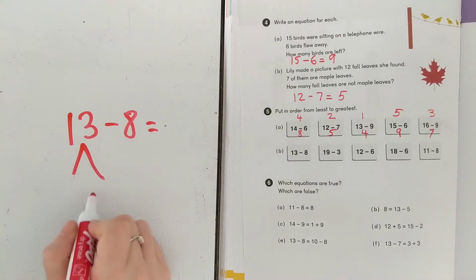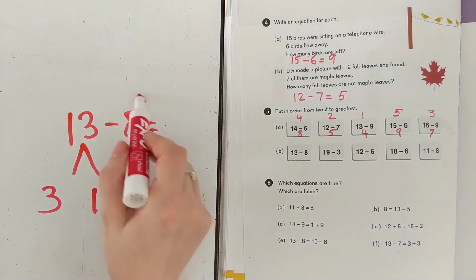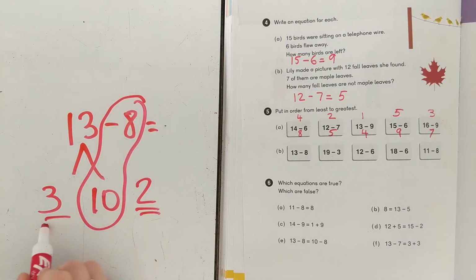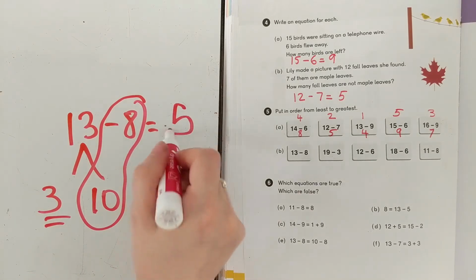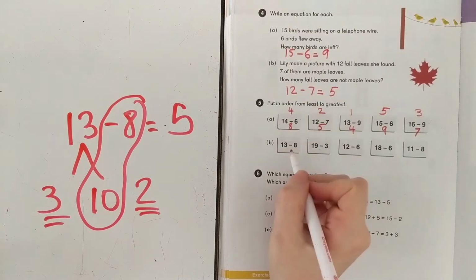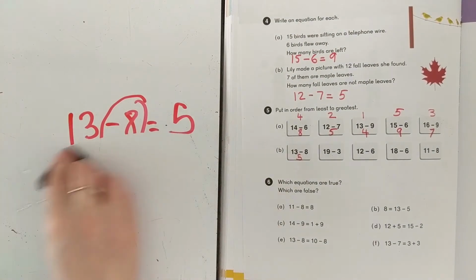Inside of the 13, there is a 10 and a 3. We're going to say 10 minus 8 is 2 and add those leftovers. 3 plus 2 is 5. So the first one is 5. Again, I'm going to write my answer inside that little box. And then we'll do the next one.